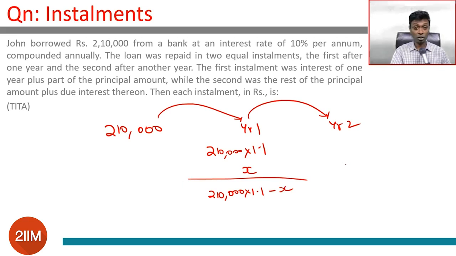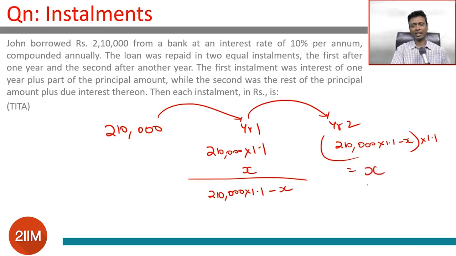Now this amount accrues an interest over the second year. So at the end of year 2, we'll have to repay 210,000 into 1.1 minus x into 1.1. This number, we're being told, is equal to x, because we're paying in 2 equal installments. So 210,000 into 1.1 minus x into 1.1.